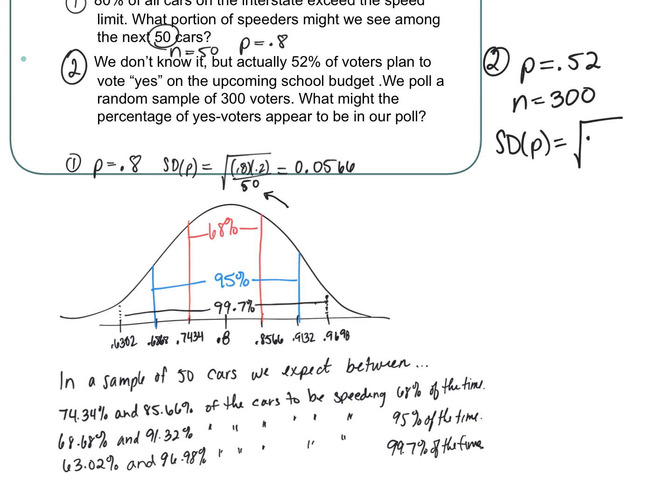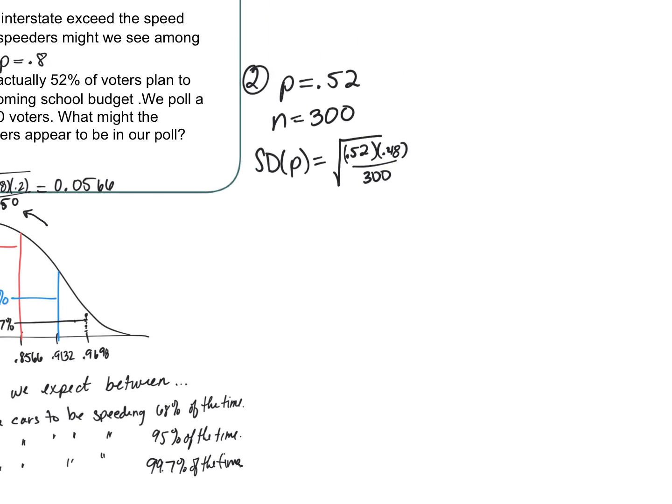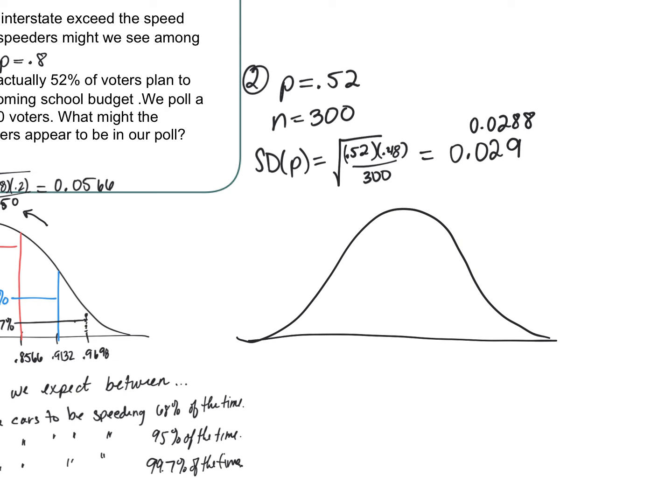All right, so it's 0.52 for p. q is 1 minus p, so that's 0.48, divided by 300. And I got 0.029 or 0.028. Yes? Did we get that calculation? All right. Then take a second and draw your normal model. Just use 0.029, so you're not writing all these extra decimal places.